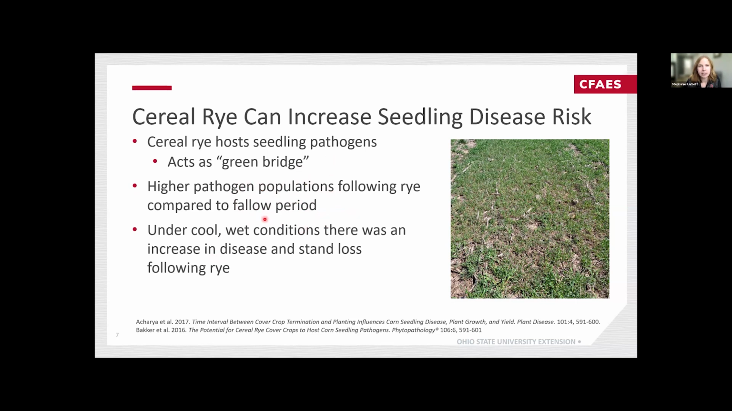And what this means is when we have cool, wet conditions, especially in those fields where you are following a cereal rye cover crop with corn, pay attention, prioritize that seed treatment, and make sure you're scouting for stand loss and any problems that could arise.